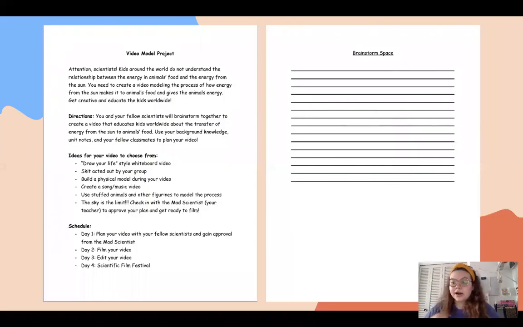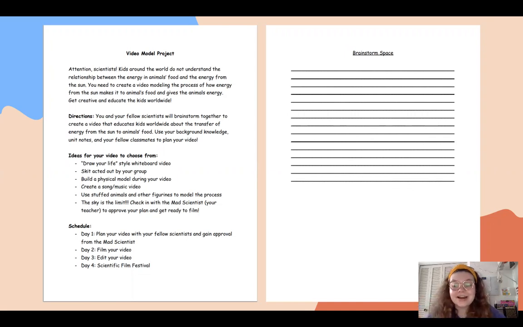So this is where the whole project and teaching of the standard comes together in this little worksheet that I've attached photos of. So the prompt is: Attention scientist. Kids around the world do not understand the relationship between the energy in animals' food and the energy from the sun. You need to create a video modeling the process of how energy from the sun makes it to animals' food and gives the animals energy. Get creative and educate the kids worldwide.